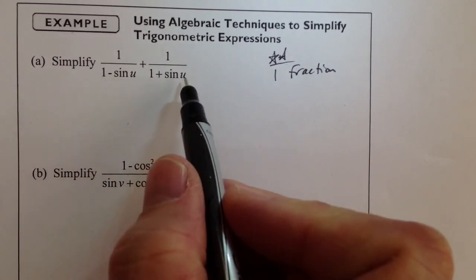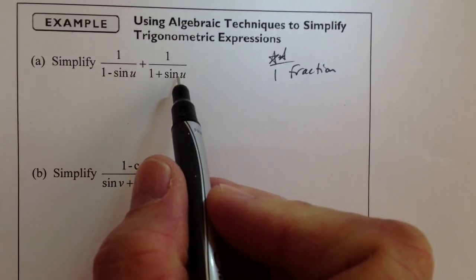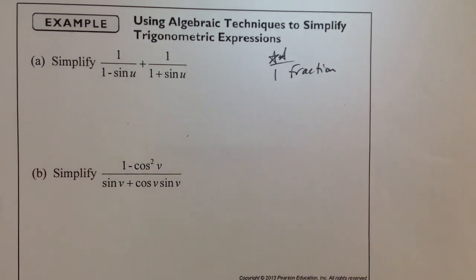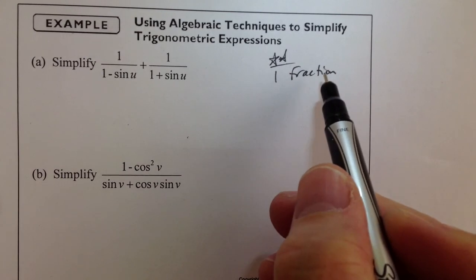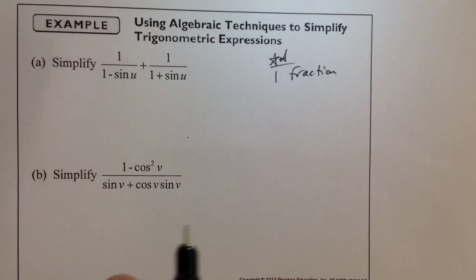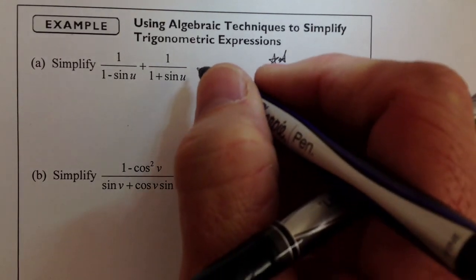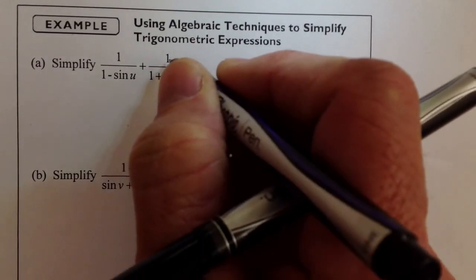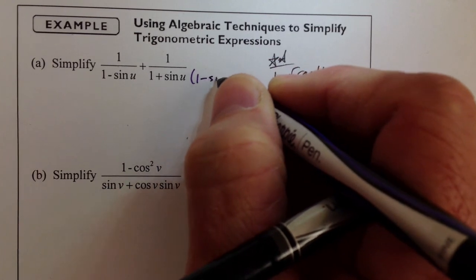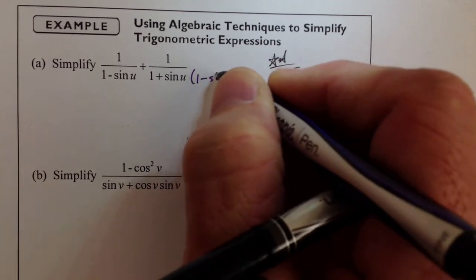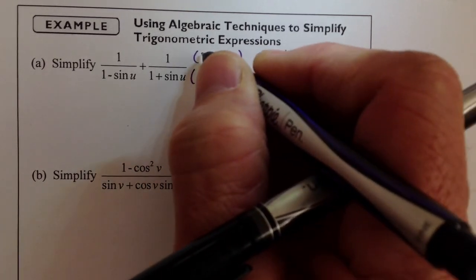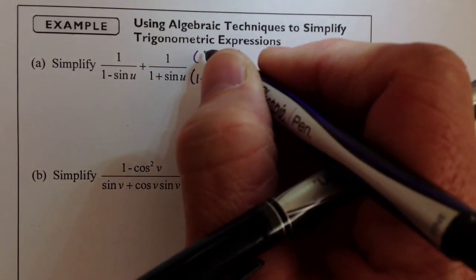Okay, well, here you see we already have sines, and we don't have any other reciprocal functions. But we do have two fractions, and keeping in mind a good rule of thumb is get it down to one fraction. So what we're going to do here is multiply the second fraction by 1 minus sine of u. And why are we doing this? Because when we add fractions, we have to have a common denominator.